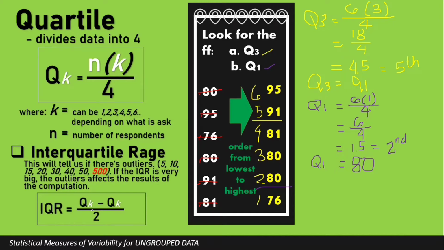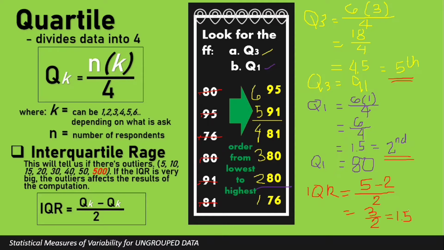Interquartile range equals quartile k minus quartile k, divided by 2. So, because of our sample problem, we looked for quartile 3 and quartile 1. Our quartile 3 is in the 5th place and our quartile 1 is in the 2nd place. So, IQR equals, quartile 3 is 5th, so let's put 5th, and then minus quartile 1, which is in the 2nd place. So, divided by 2. 5 minus 2 is 3 over 2. Divide further: 3 divided by 2 equals 1.5.